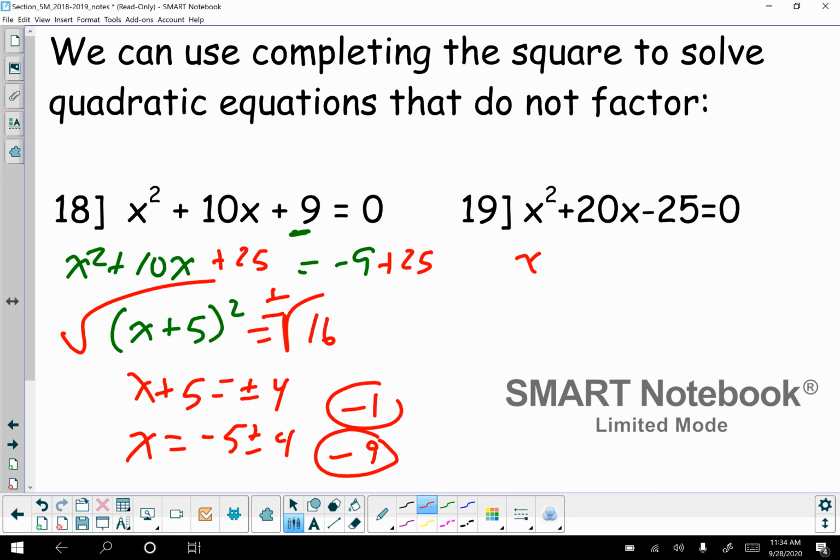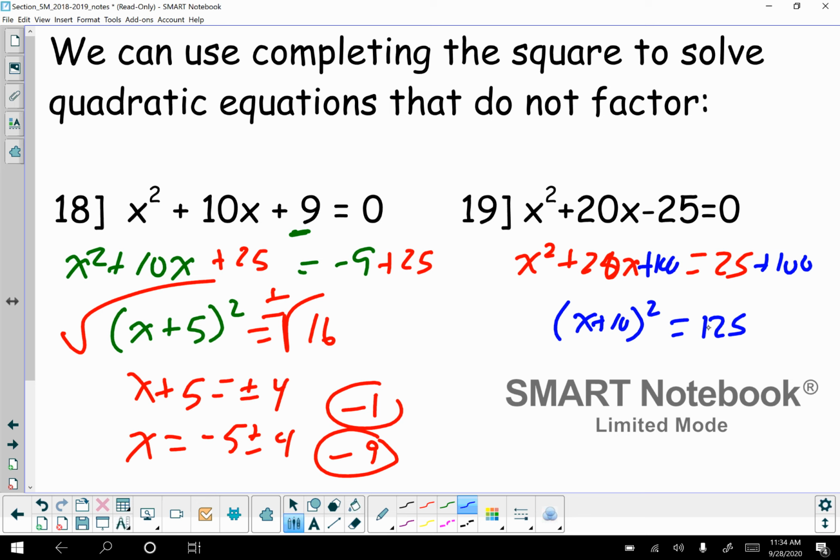Again, this one, I'm going to move the constant over. So I'll add it, leave the space. Half of 20 is 10. 10 squared is 100. Add 100 to both sides, equals 125. Take the square root of both sides. Don't forget the plus or minus. That can break up to 25 times 5, so that's going to be 5 root 5 when we break down 125. So then my answer is x equals negative 10 plus or minus 5 root 5.